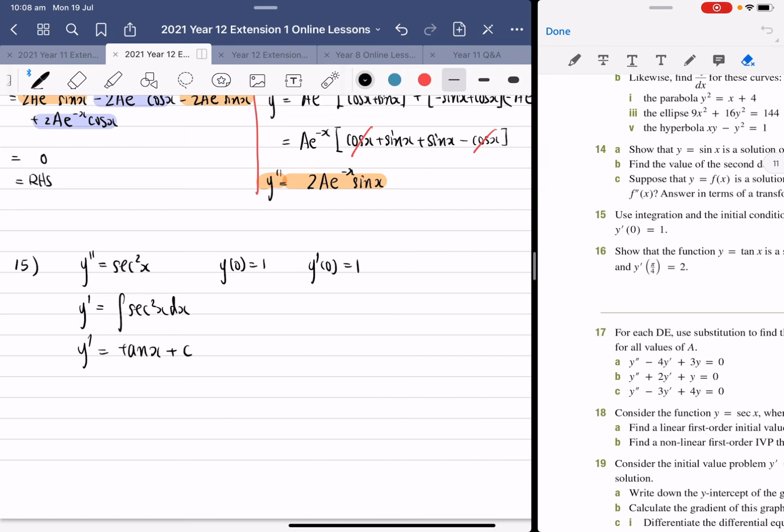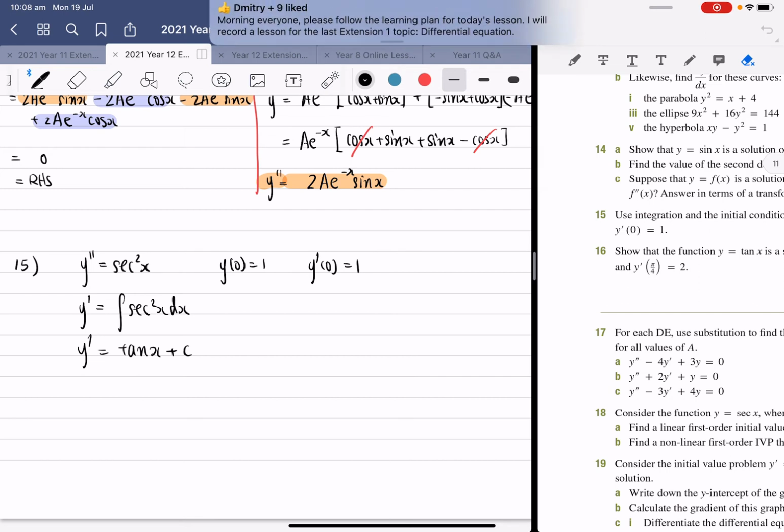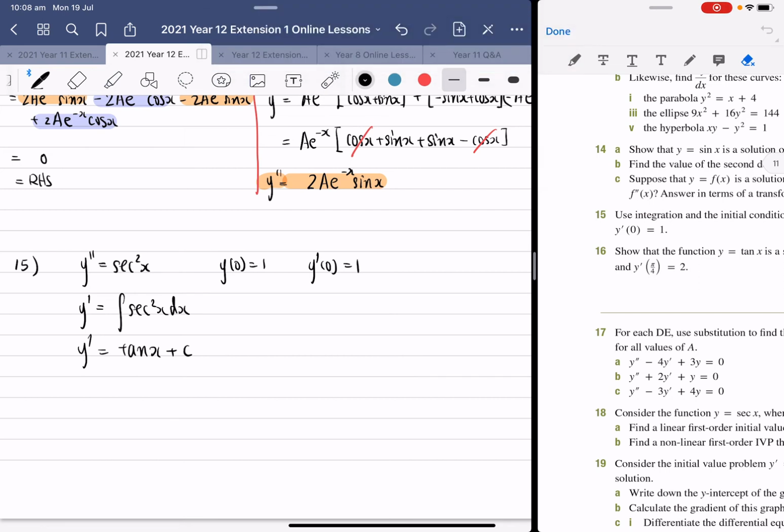I just need to find out what the c value is. Make sure you find the c value after you finish each integration. Don't leave it as c1, c2, otherwise it's going to be hard to find it later. All right, so if we substitute x equal to 0, y dash equals 1 into that, we get 1 is equal to tangent 0 plus c, and c is equal to 1. Once we have c equals 1, then y dash is equal to tangent x plus 1.